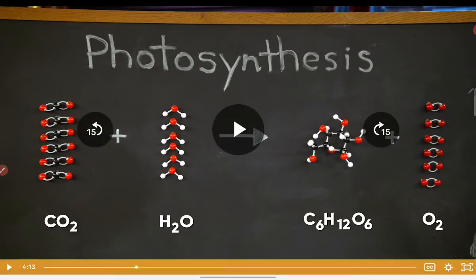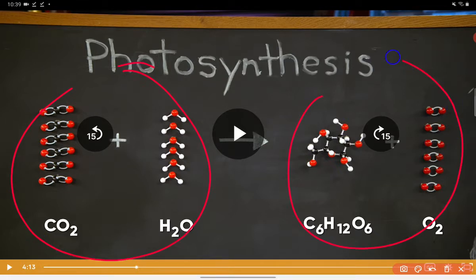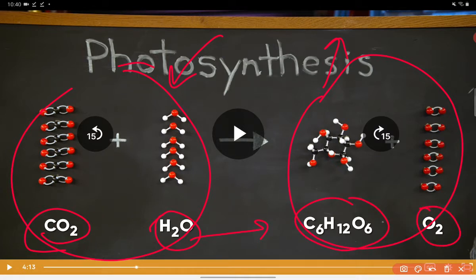Notice that the number of... So every time we're talking about a chemical reaction, you have to have the reactants and the products. That's what you put in, that's what you get. Okay? You have to put in carbon dioxide and water to get sugar molecules and oxygen. That's what we need to breathe.